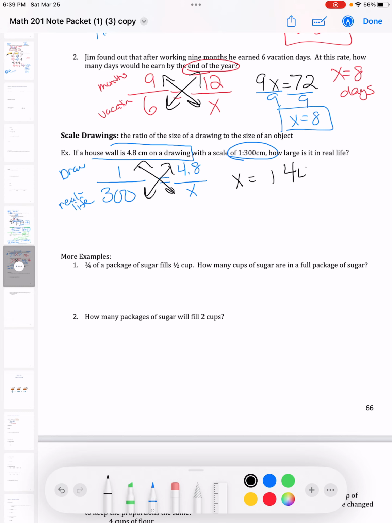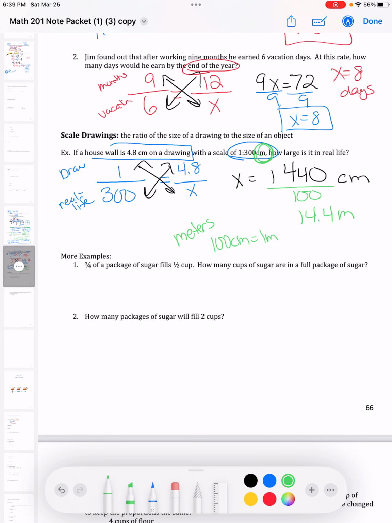Now this is in centimeters. I want to point out, I know it's not a topic that we go over, but this is in centimeters. If it asks for you to do that to meters, there are 100 centimeters in 1 meter. So to convert that to meters, I would divide that by 100 and get 14.4 meters. A lot of times that real life stuff would be in meters instead of centimeters.